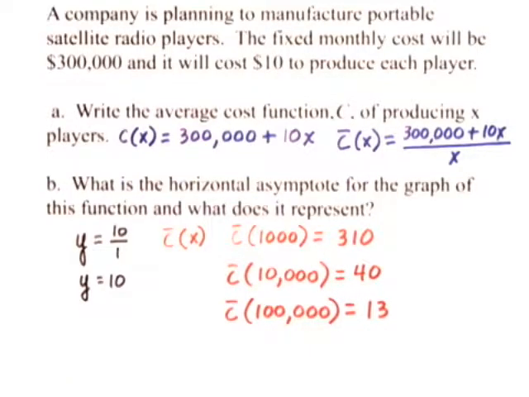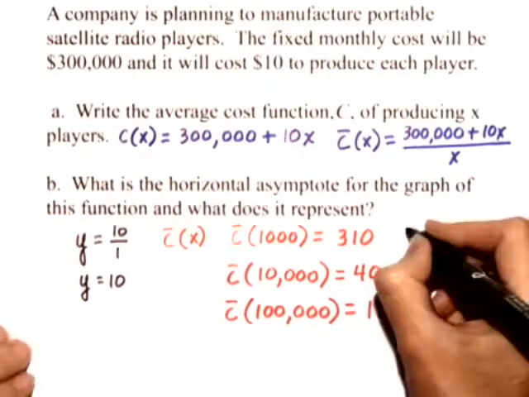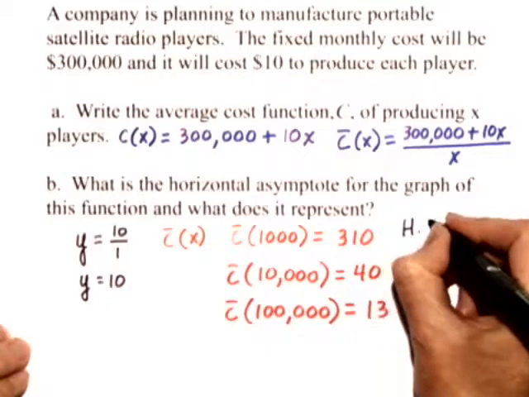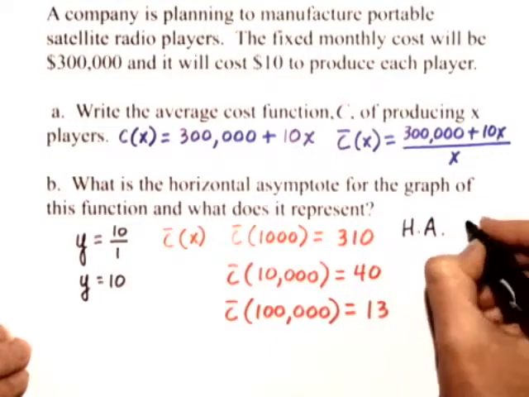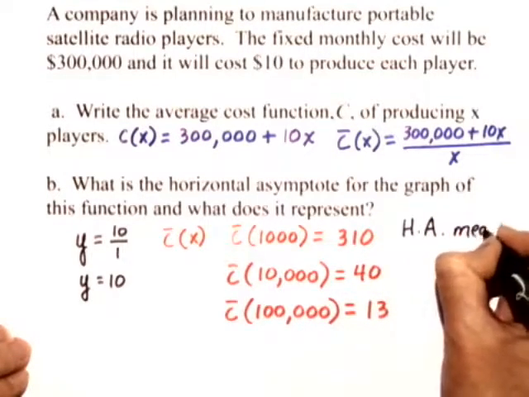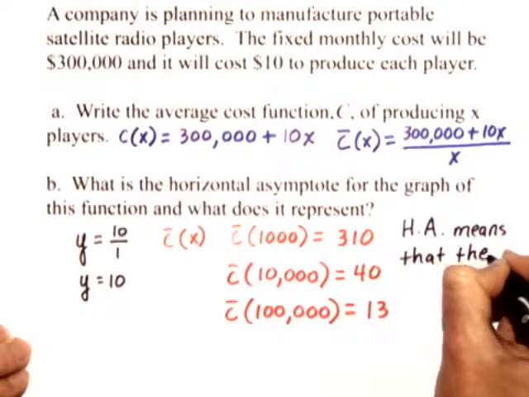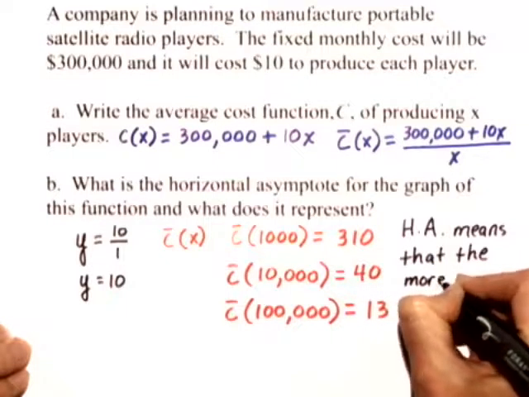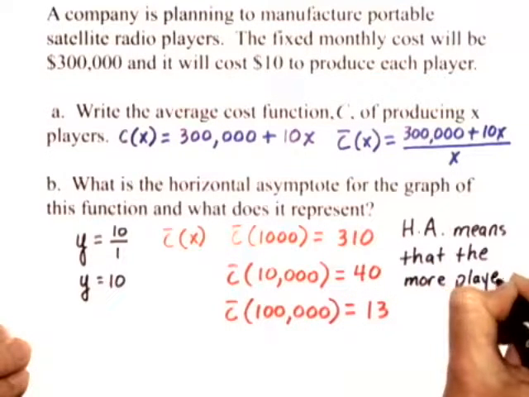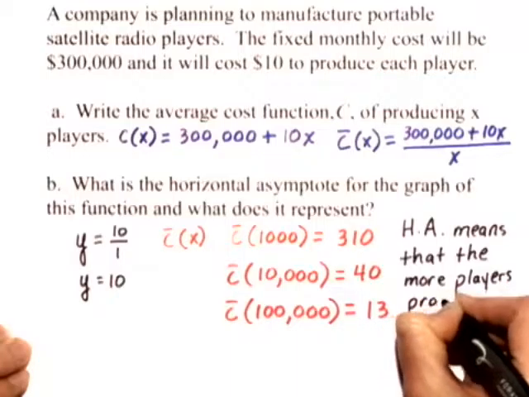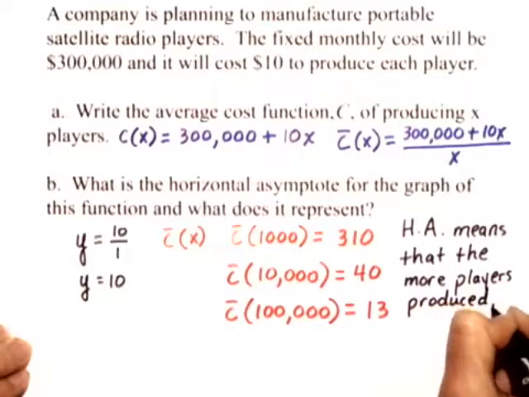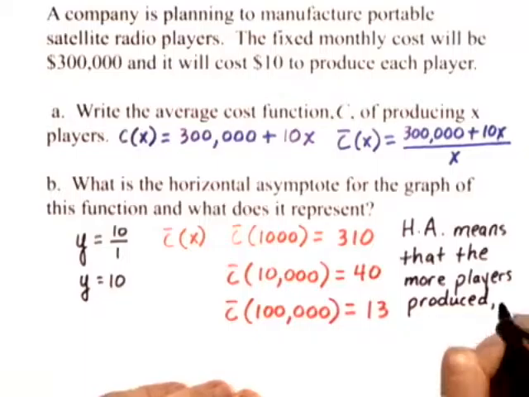So the horizontal asymptote means that the more players produced each month, the closer the average cost per radio for the company comes to $10. And I'll write that down. I'll abbreviate. The horizontal asymptote means that the more players produced, the closer the average cost is to $10.